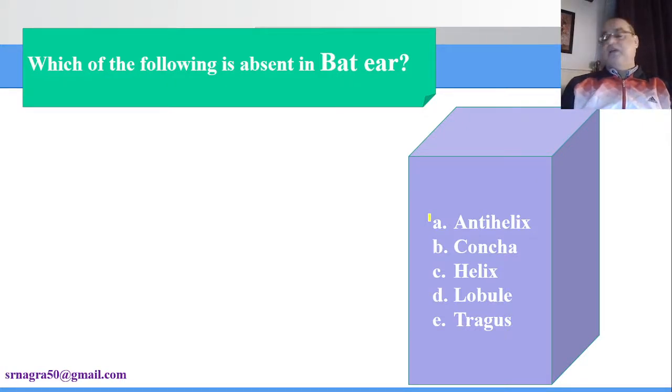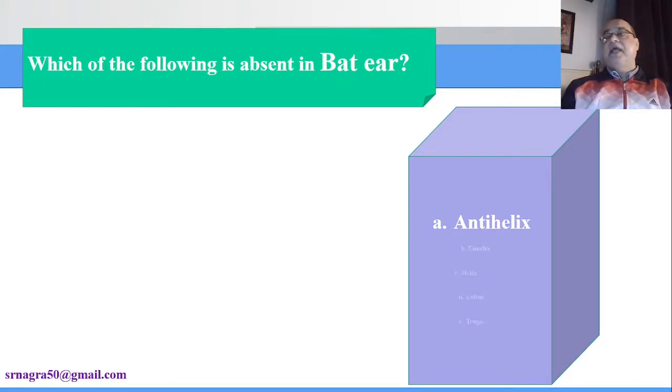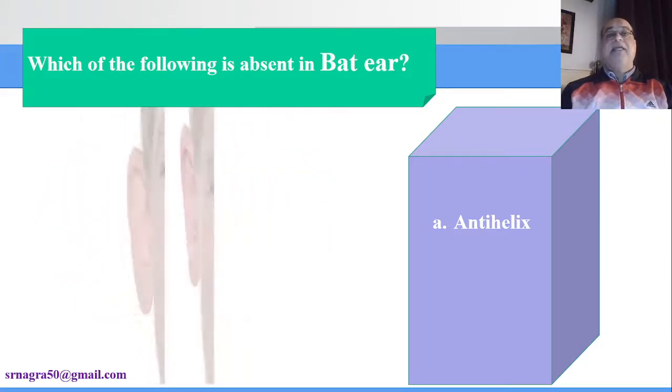Another one of the congenital anomalies: there are different congenital anomalies of the pinna and external auditory canal. There can be agenesis, microtia, there can be macrotia. Another condition is what we call prominent ears or bat ears. So what is absent in bat ears? These are the options: antihelix, concha, helix, lobule, or tragus. Antihelix is absent in patients who have prominent ears or bat ears.